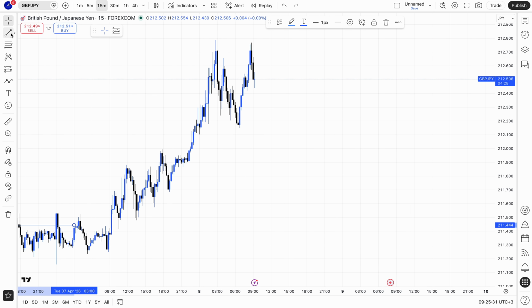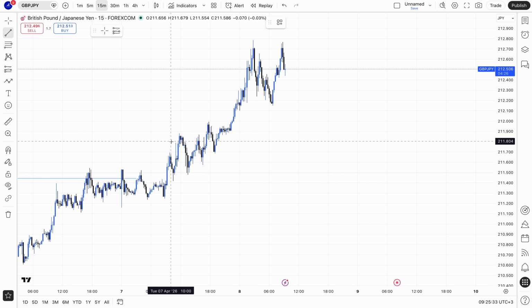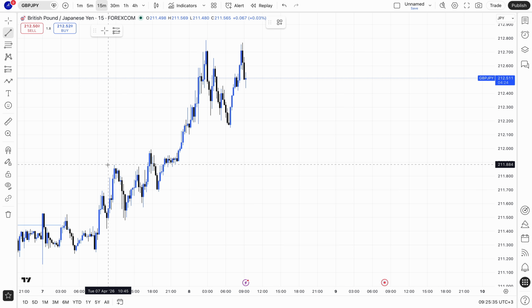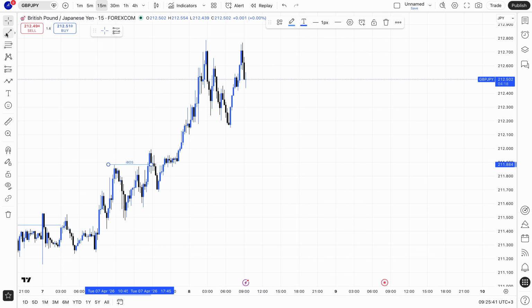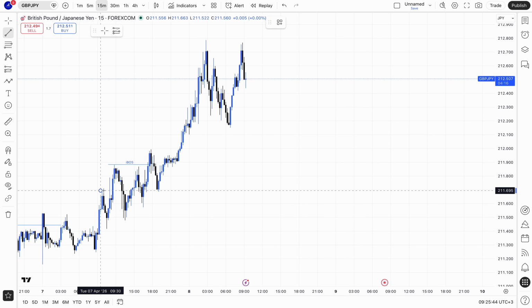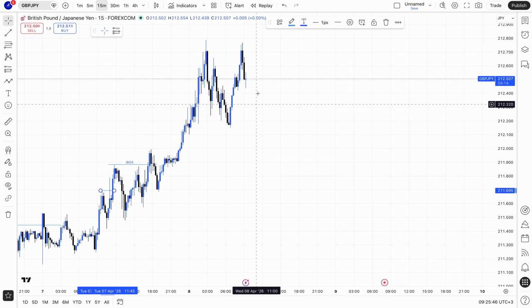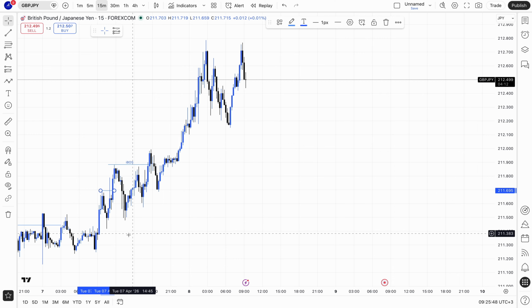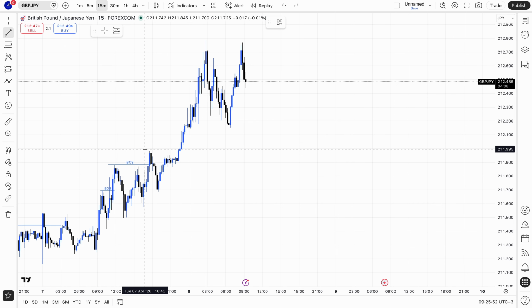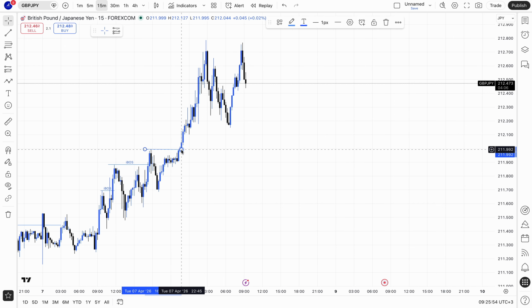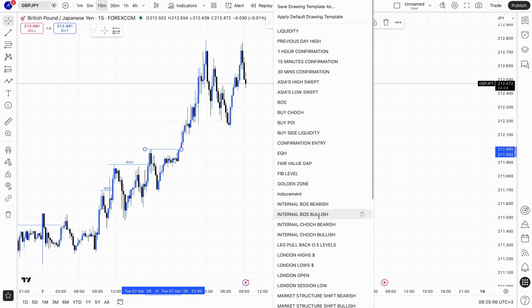Then we had to go down to 15 minutes for our internal market structure. We had our first break of structure to the upside, internal market structure. We had another break of structure to the upside, internal market structure. We took our entry around here. Then we had a continuation break of structure to the upside, right?